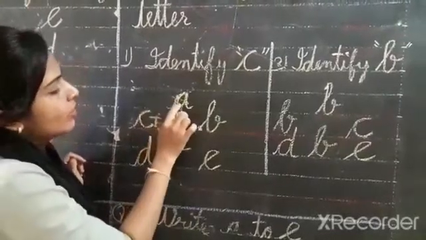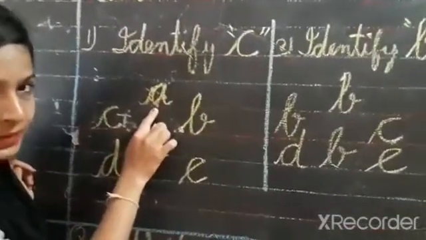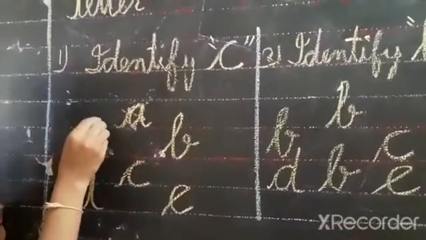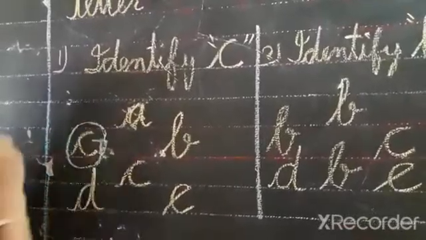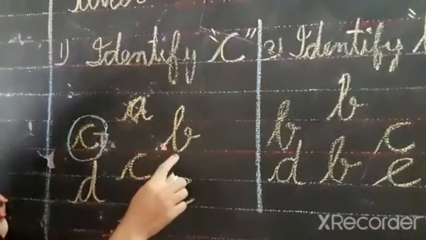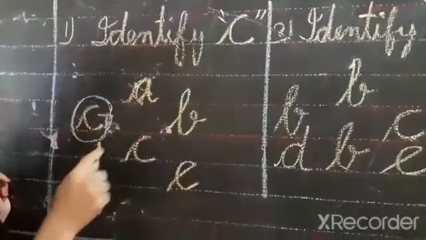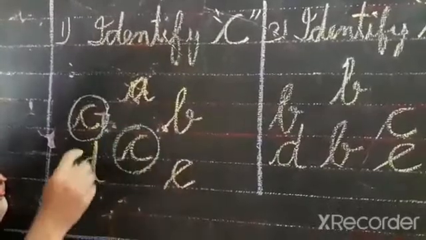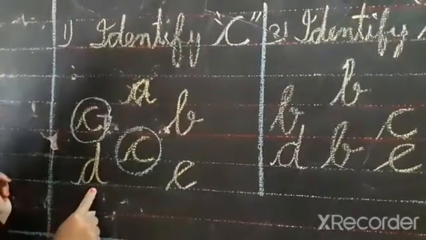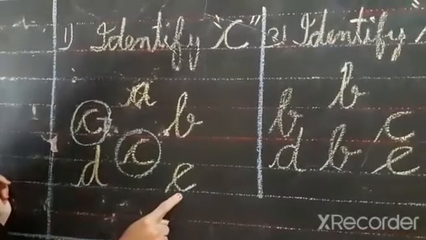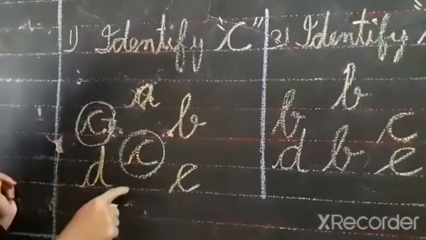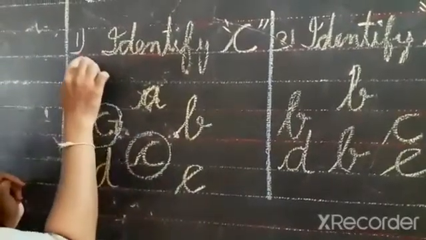Understood? So, C. What is this? This is C? No. This one is C? Yes. Then put on circle. This is C? No. This one is C? Yes. Then put on circle. So, in this, only two are C here. Okay. Now, first number is over. Now, we do second number.